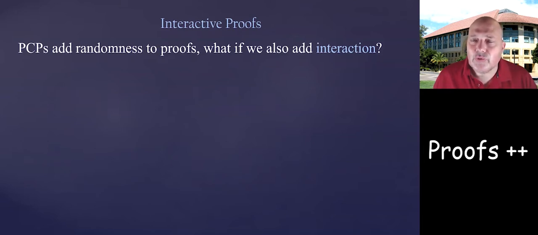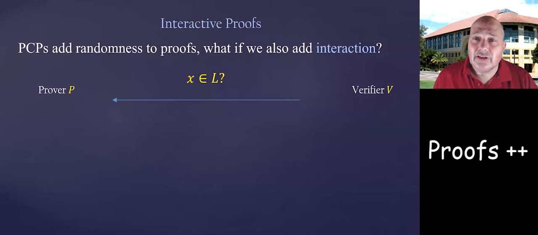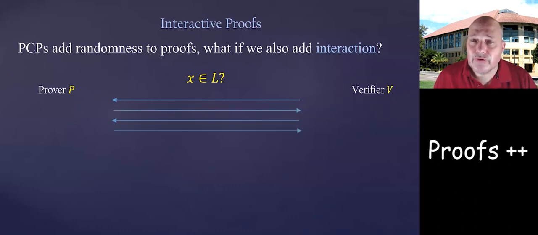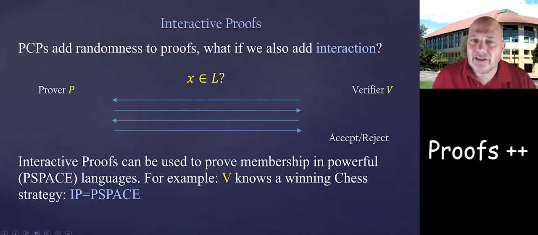So PCPs add randomness, and we are going to add interaction. We have a prover, we have a verifier, and we have something that we want to prove, some statement, for example, that X is in some language. And the verifier asks questions of the prover, who gives answers, so they interact, like Alice and Bob in the communication complexity, but now the verifier at least would not need to be particularly powerful. At the end of this interaction, the verifier accepts or rejects. And we have that interactive proofs can be used to prove membership in powerful languages in PSPACE. So for example, you can prove that you know a winning chess strategy. This is the famous IP equals PSPACE proved by Shamir.